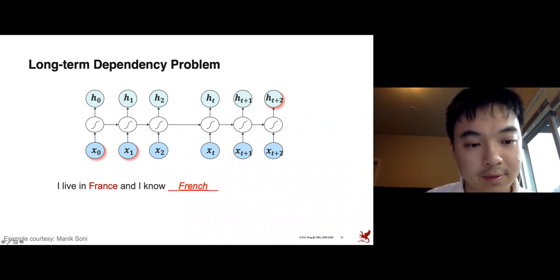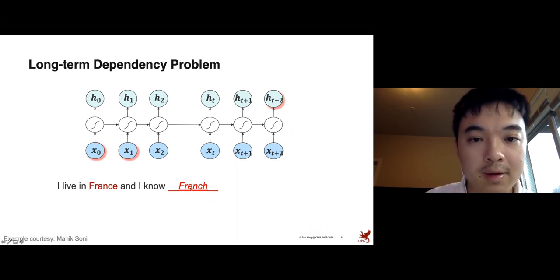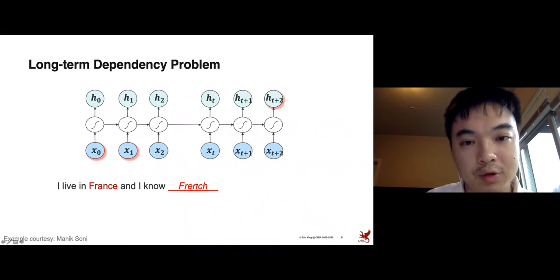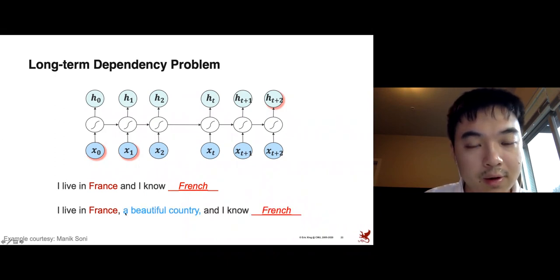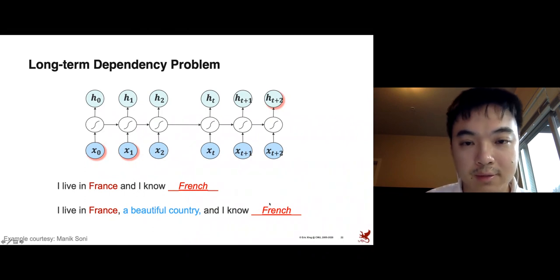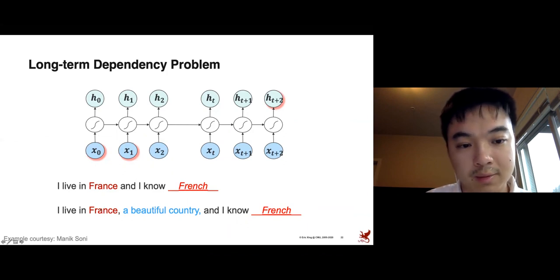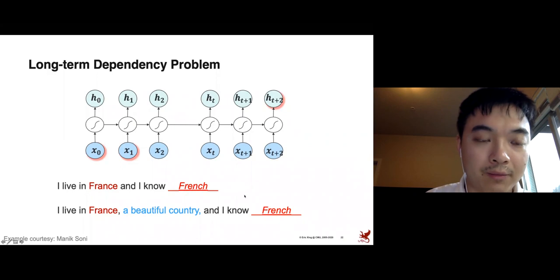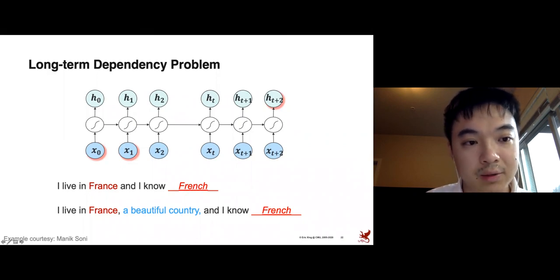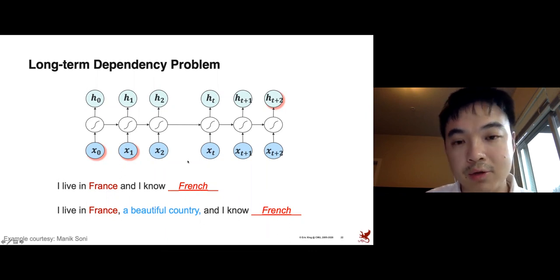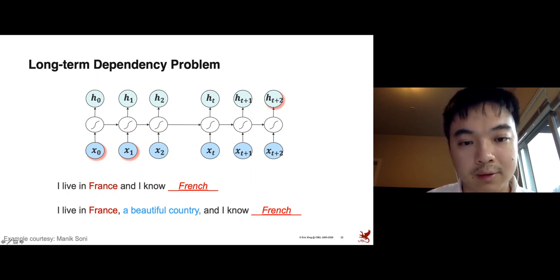in the sentence, a couple of tokens before the blank. So in this case, this prediction might be easy. But what if the sentence is much longer, like France, a beautiful country, and I know? To predict this blank, the clue word is pretty far away from the blank. So modeling this much longer context or dependency becomes much harder because of the vanishing gradient and exploding gradient problem. We can't really train this model to effectively capture this long-term dependency.